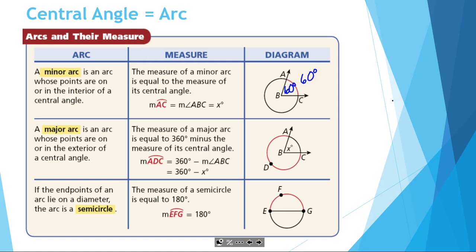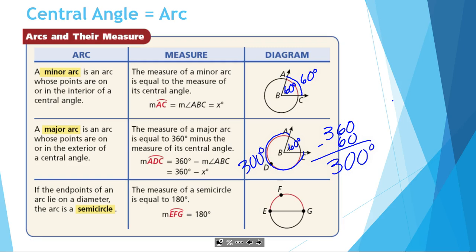Now, this is a minor arc because it's the shortest distance between the 2 points. This is the arc right here, AC, if you notice that, okay? So down here, we're talking about this major arc here. Now, if we said again that this was 60, then the way that we would find that major arc is to do 360 minus 60, which is 300 degrees. So that's what this major arc would be.